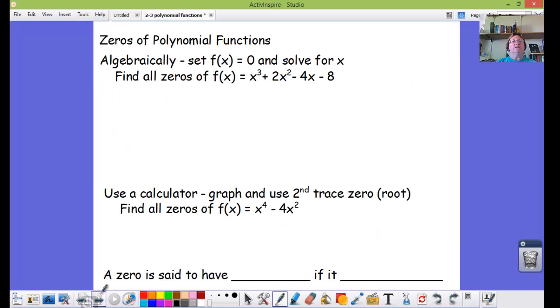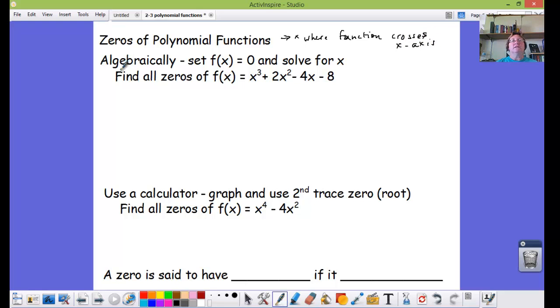Good. We want to talk next about finding the zeros of polynomial functions, and you'll recall that zeros are their x values where the function crosses the x-axis. Those are the zeros of the function.